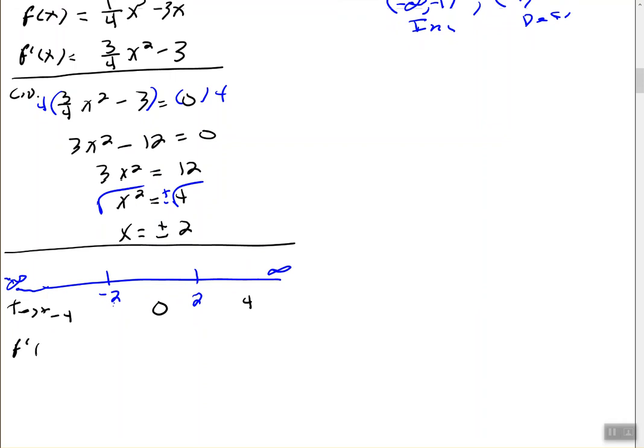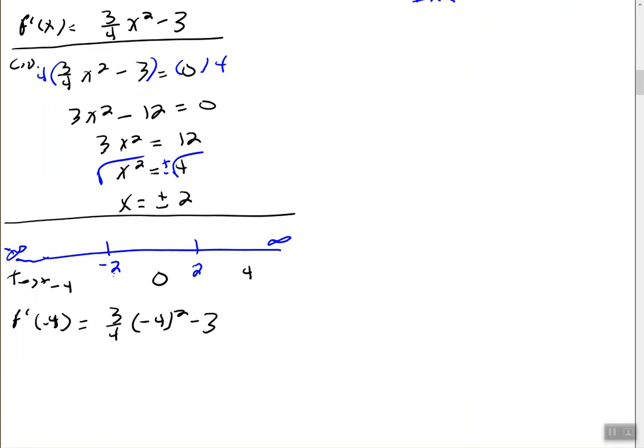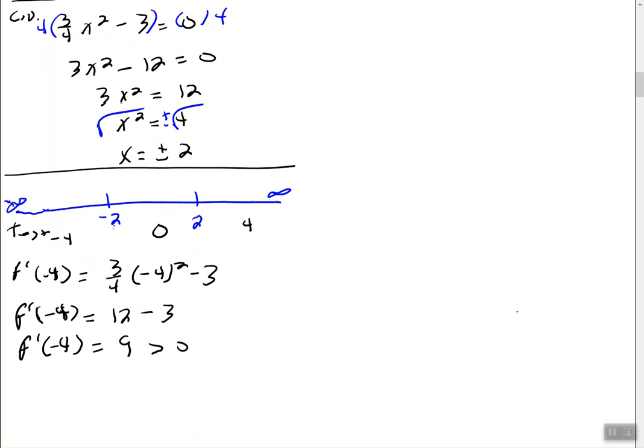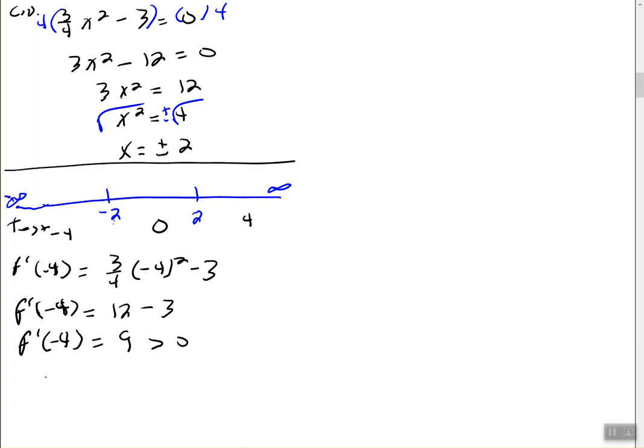So let's find f prime of -4. So 3/4 times -4 squared minus 3. -4 squared is 16, and 4 will go into 16 4 times. 4 times 3 is 12. So f prime of -4 is 9, which is greater than 0. And since that's greater than 0, we know that on the interval from -infinity to -2, the function is increasing.